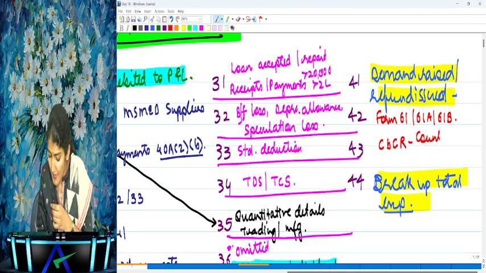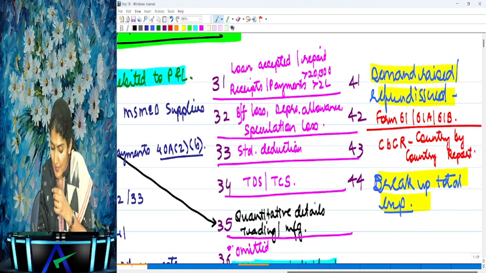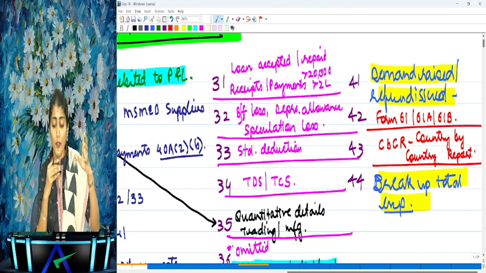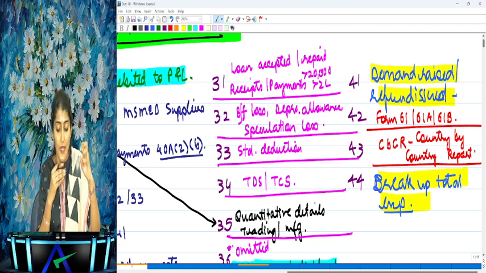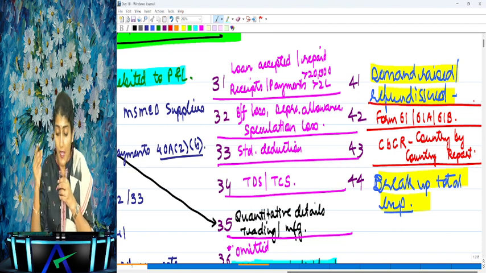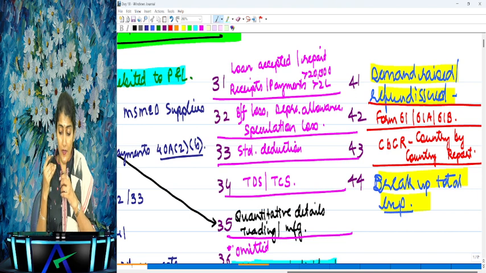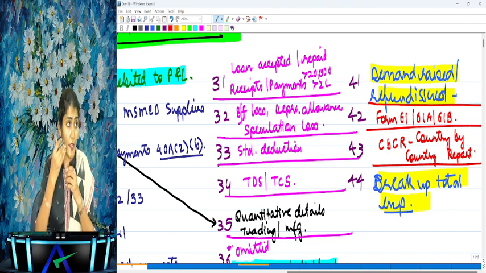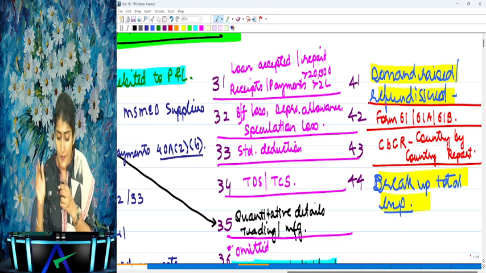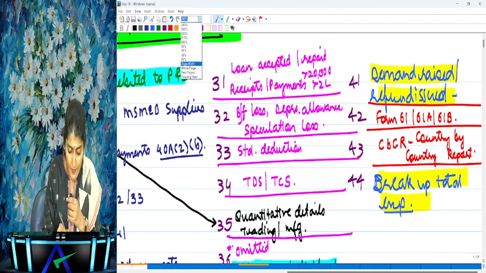What is CBCR? The country by country report. Whether the assessee is required to file the country by country report under 286(2) of the Income Tax Act. Right, required to file the country by country report under 286(2) of the Income Tax Act. Right, so form 61, 61A and 61B, and then the country by country report, whether it is required to file, whether it has been filed on or before the due date. Okay, right, so now first let us have a look at this form 61, 61A and the 61B.